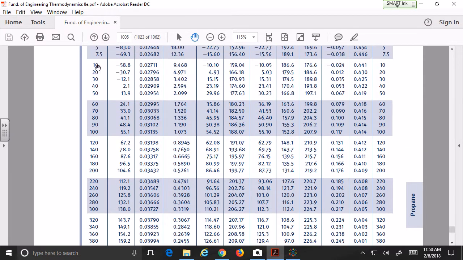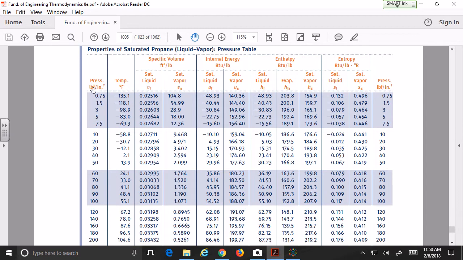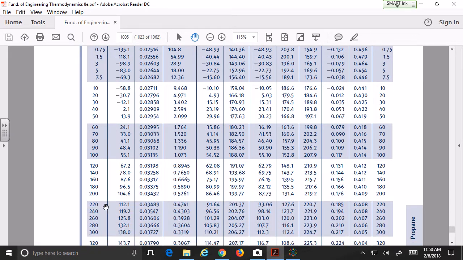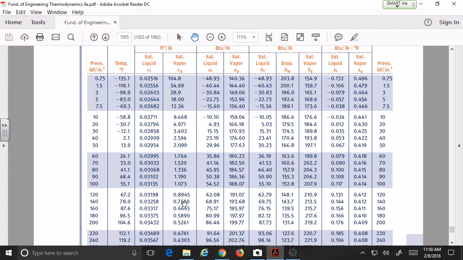You look at the pressure on the left hand side, so we look at 200. So where are the V's? This will be V sub F instead of sub L, okay? So V sub F and V sub G will be equal to, let me write it down. V sub F instead of V sub L is equal to 0.03432, and the other one is 0.5261.